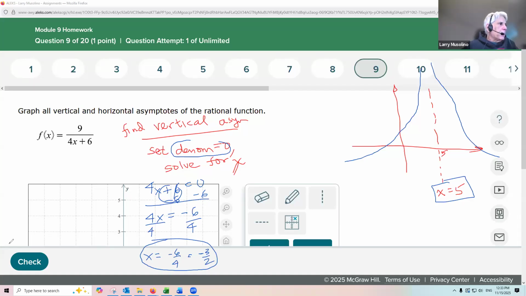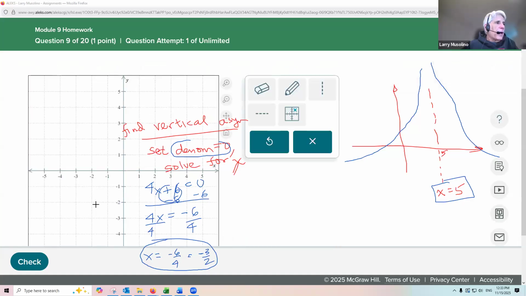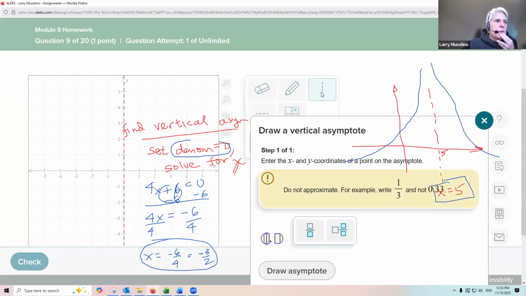Actually, let me scroll down. Maybe I could do it now. Let me see if I could scroll down here. We need to graph a line at x equals negative 3 over 2. Now, if you notice, here is a dashed line for vertical asymptotes. Here's a dashed line for horizontal asymptotes. And this is going to let you plot a point. If I do a vertical asymptote, it says enter the x and y coordinates of a point on the asymptote.